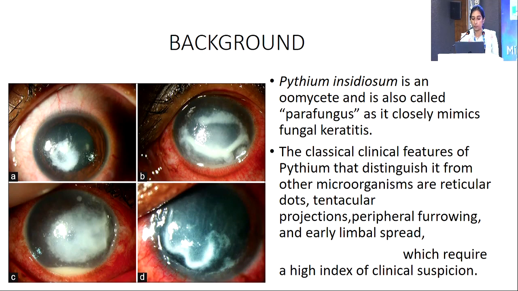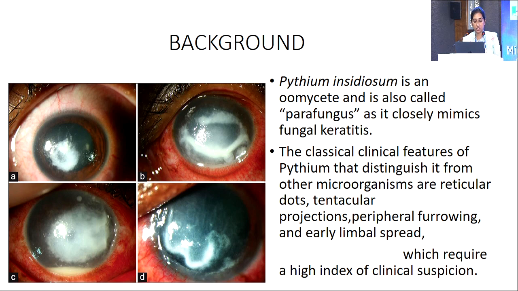Background. Pythium insidiosum is an oomycete and is also called a parafungus, as it closely mimics fungal keratitis. The classical clinical features of Pythium that distinguish it from other microorganisms are reticular dots, tentacular projections, peripheral furrowing, and early limbal spread, which require a high index of clinical suspicion.